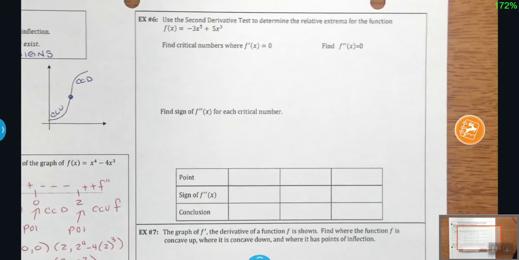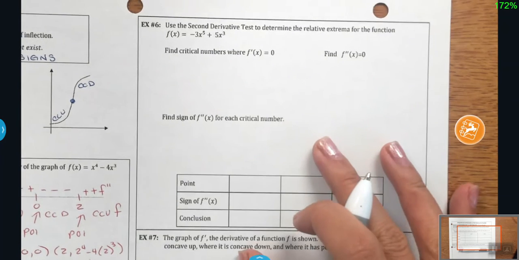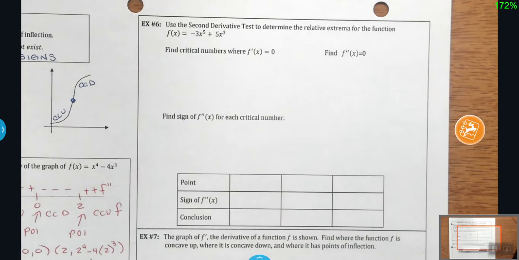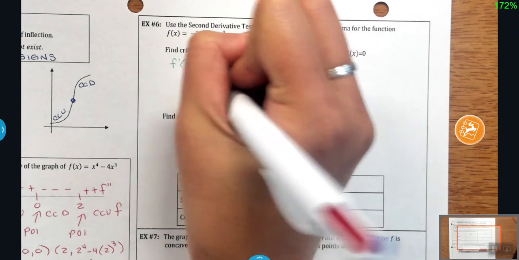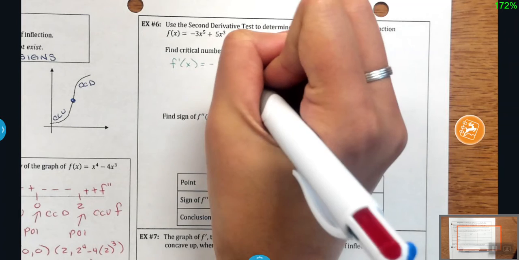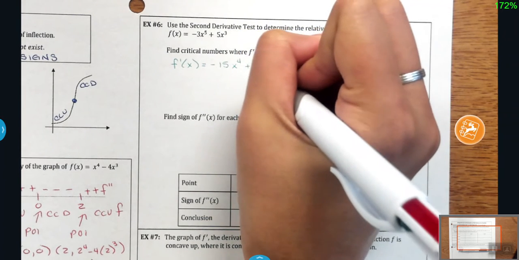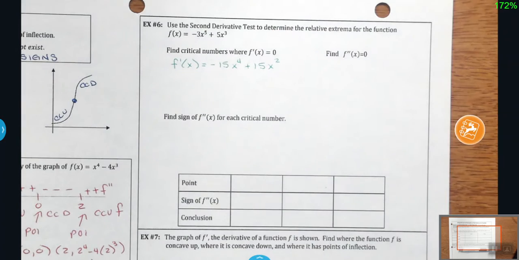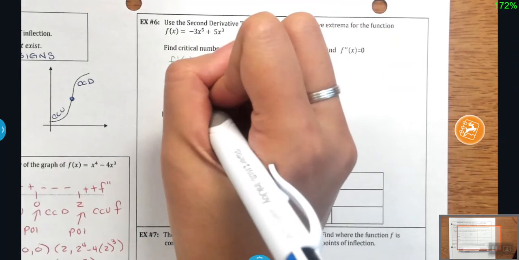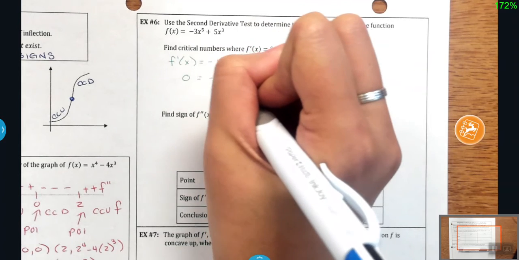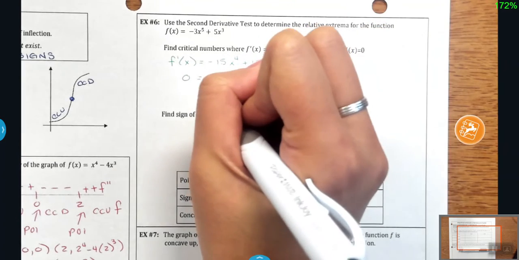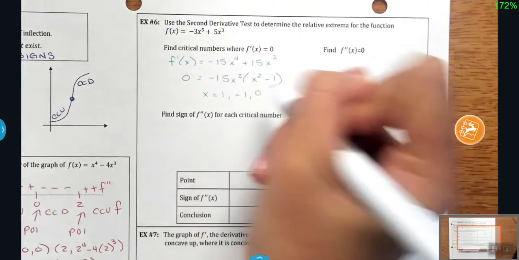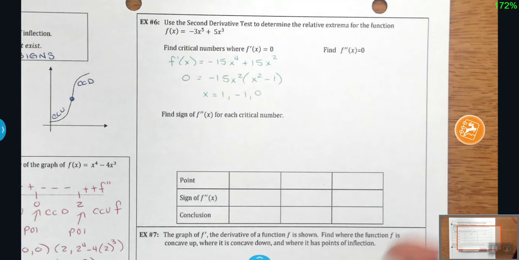All right, let's try 6. Let's find our critical numbers. Negative 15x to the 4th plus 15x squared equal to 0. Take out a negative 15x squared. Yeah, you got plus or minus 1 and 0.